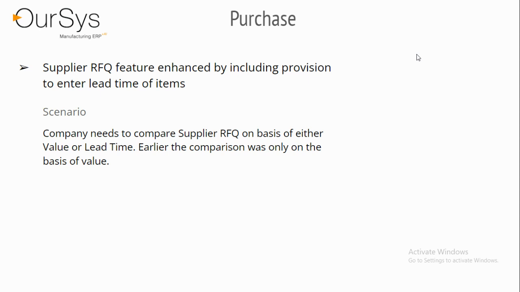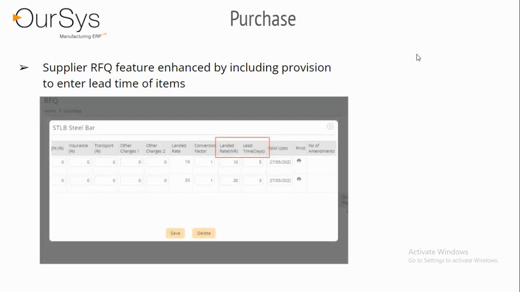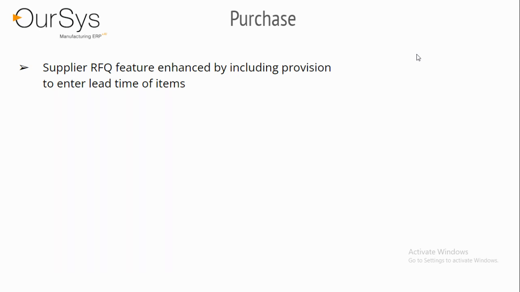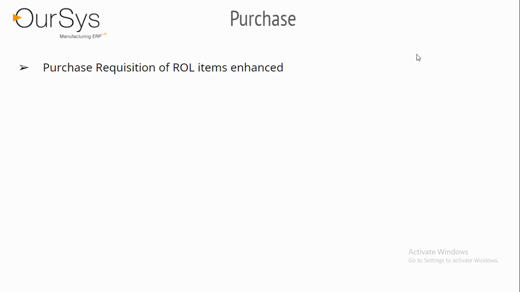and I can get a good value. So now, in the purchase RFQ, you can mention the landed rate as well as the lead time. On the basis of this lead time, you can compare it also. You can also finalize by lead time as well as value in the given scope. Next, purchase quotation of ROL items has been enhanced.